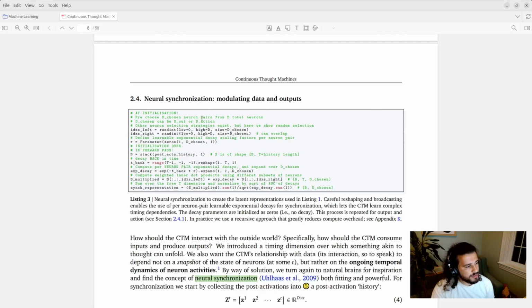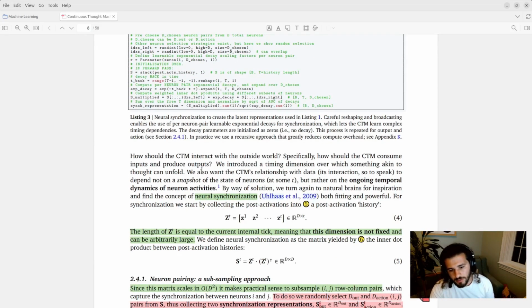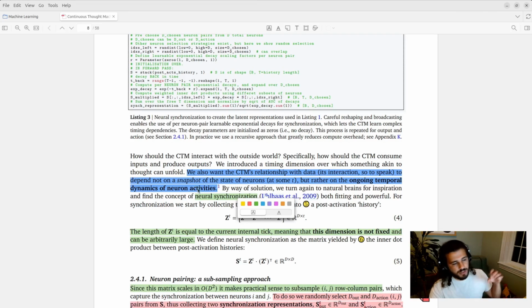And then we get to the neural synchronization part. So the idea here, as they're saying, is that we want the CTM's representation of data and its interaction to depend not on a snapshot of the state of a neuron, but rather on the ongoing temporal dynamic of neuron activity, which is kind of what the brain is doing.